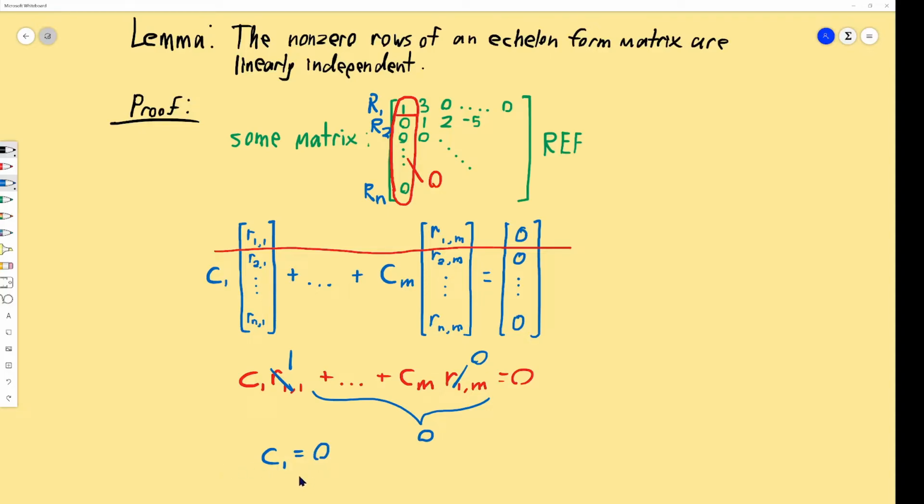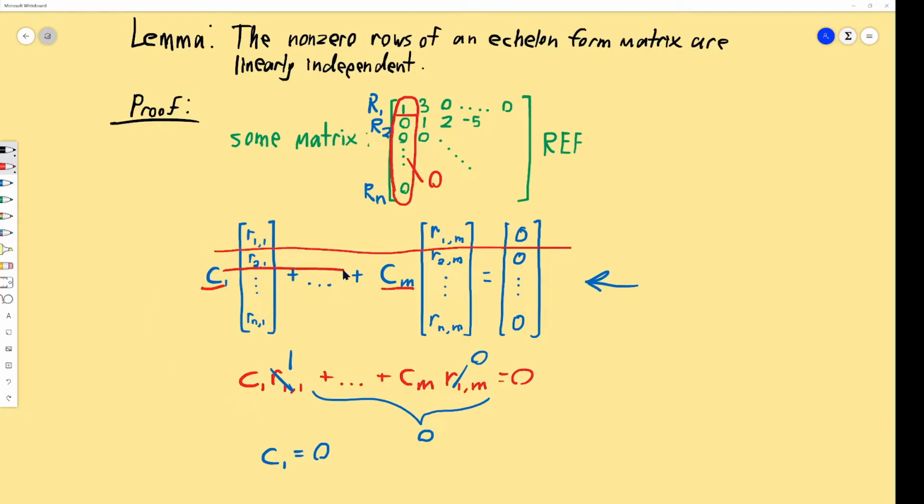Why is it important that we show that C1 is equal to 0? Well, we assumed that this matrix was in row echelon form, and now we're trying to demonstrate that it's linearly independent. That is, we're trying to demonstrate that the only linear relationship of this kind right here is the trivial kind. C1 all the way to Cm all have to equal 0. So we have to first demonstrate that C1 is equal to 0, then that C2 is equal to 0, etc.